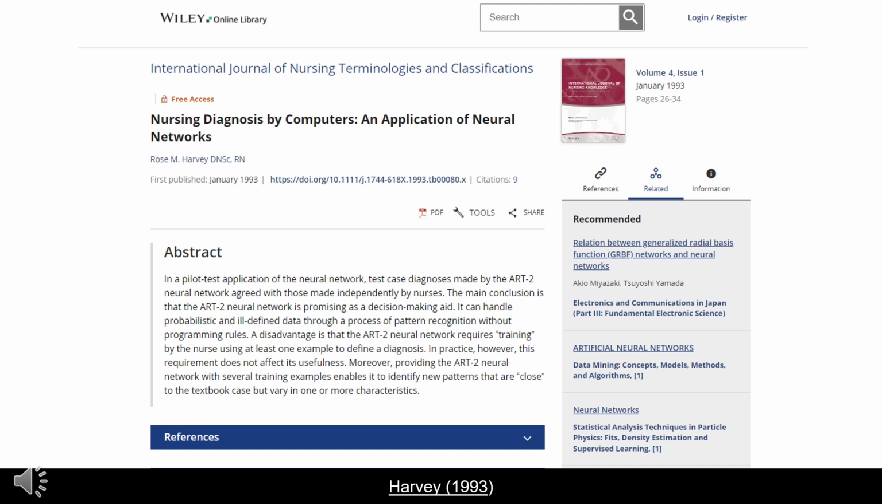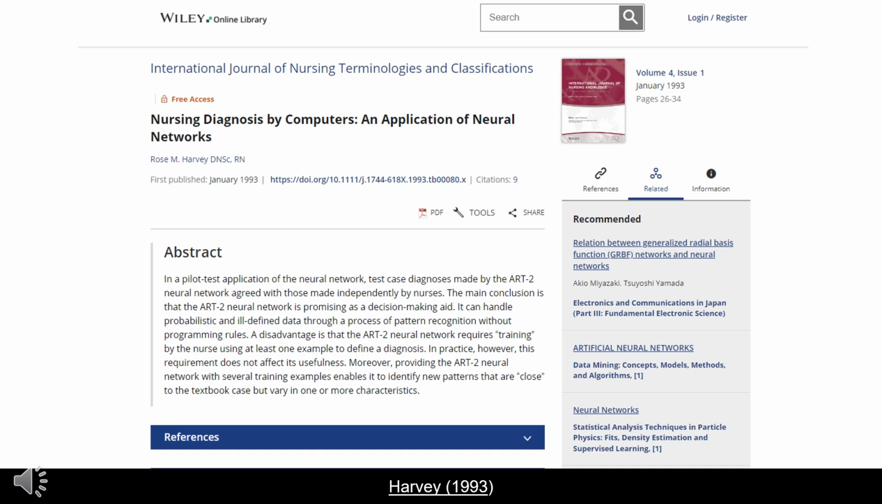Interestingly, you'll find AI being applied in nursing as far back as the early 1990s. The example on the slide is from a nurse called Rose Harvey from Boston College in the USA, and it's one of the earliest research studies that I found when searching. But I wouldn't be surprised if there were studies going back into the 1980s as well.